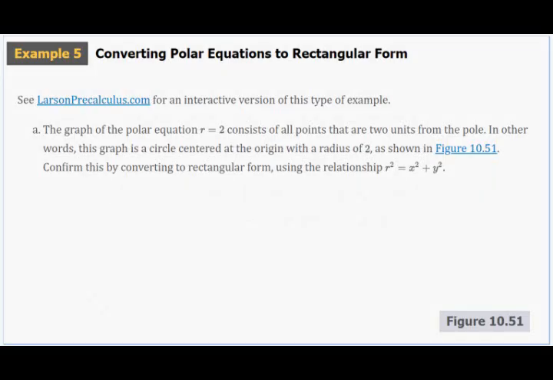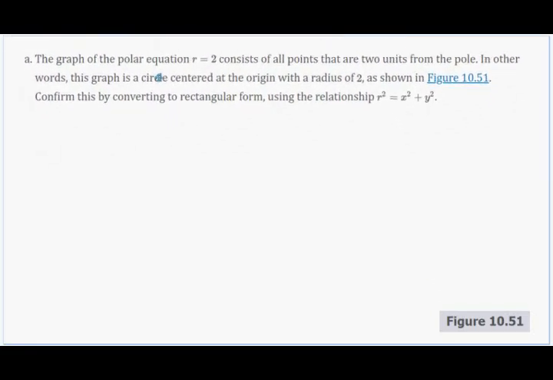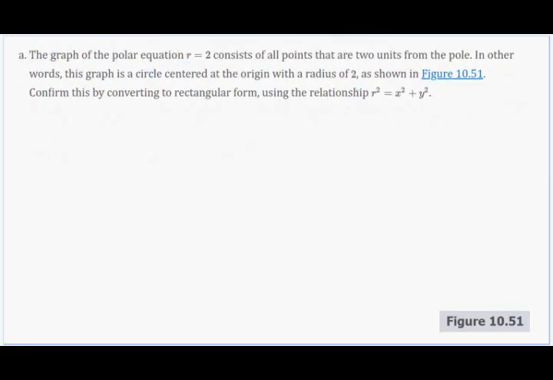Okay, let's check out these. We got part A, B, and C here in our last example. Convert from polar to rectangular. The graph of the polar equation. So our polar equation is as simple as r equals 2. This consists of all points that are 2 units from the pole. In other words, the graph is a circle centered at the origin of radius 2.